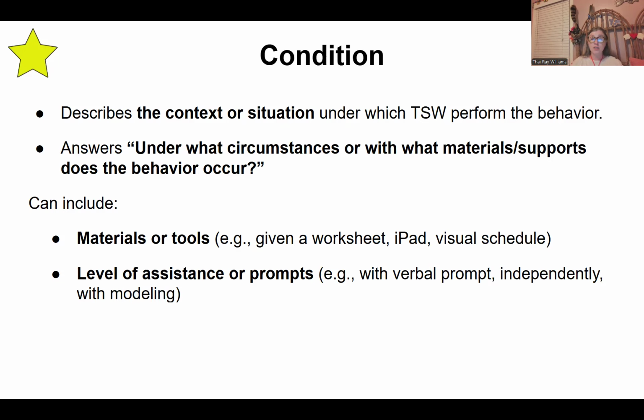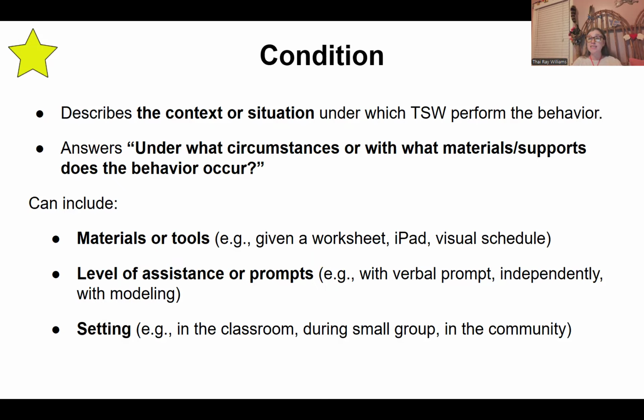Another type of condition can be related to the level of assistance or prompts. So given verbal prompts, or the student might do it independently, we need that stipulated. Or given modeling, or given a model of tying their shoes, for example. So conditions can be materials or tools. They can be the level of assistance or prompts. It could be the setting. Sometimes we want the skill to be performed in a specific setting.